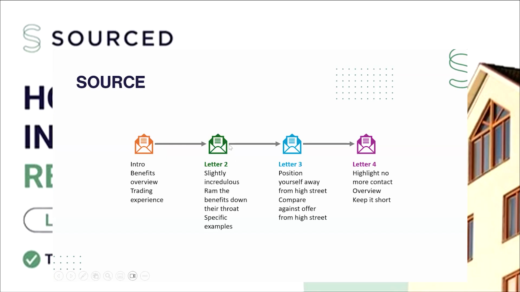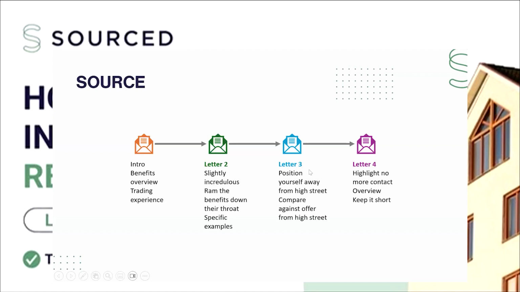Because at this point, I don't care, the letting agent isn't any part of this negotiation anymore. So I can say things like, I don't charge any commission to manage your property. It doesn't matter to me that might upset a letting agent because the letting agent isn't part of this picture. They've already told me that they don't want to work with me. So letter 2 is slightly incredulous.